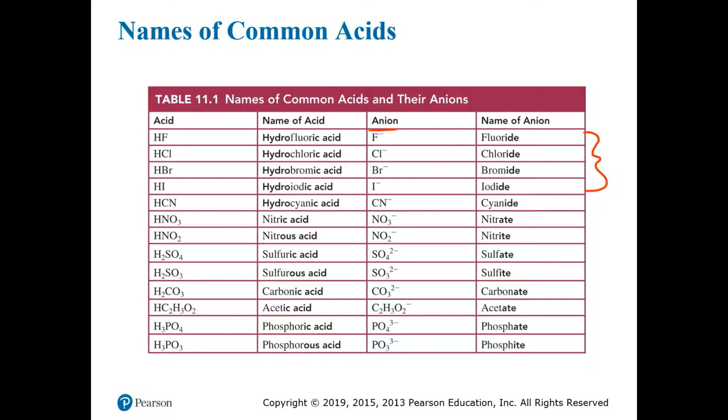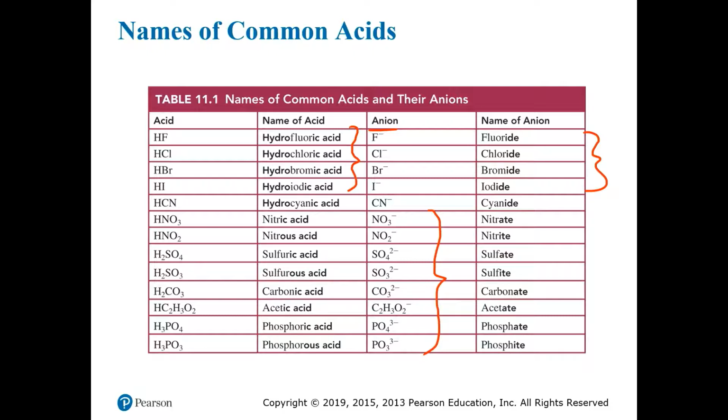These are all individual single atoms with a negative charge, and so these form what I was referring to as the binary acids: hydrofluoric acid, hydrochloric acid, hydrobromic acid, and hydroiodic acid. Further down in the chart, we have the oxygen-containing polyatomic ions, so things like nitrate, NO3-, nitrite, NO2-, carbonate, CO3 2-, and these form what are referred to as the oxoacids.